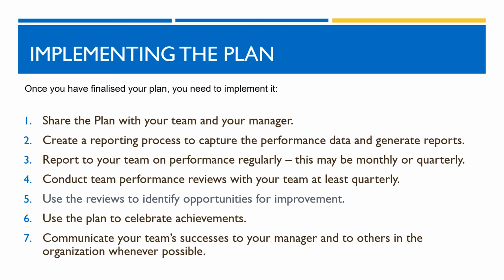Once you have finalized your plan, you need to implement it. Here are some tips. Share the plan with your team and your manager. Create a reporting process to capture the performance data and generate reports. Report to your team on performance regularly, this may be monthly or quarterly. Conduct team performance reviews with your team at least quarterly. Use the reviews to identify opportunities for improvement. Use the plan to celebrate achievements. And finally, communicate your team's successes to your manager and to others in the organization whenever possible.